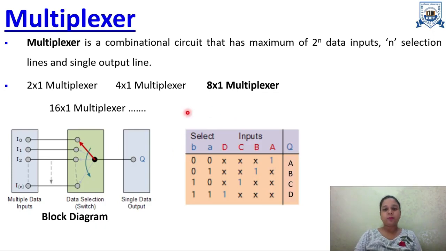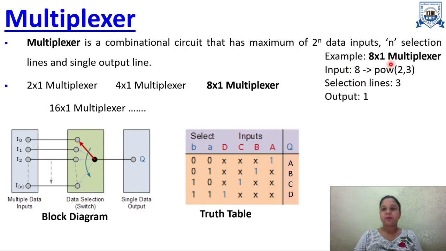This is the truth table for this multiplexer. Let's take the example of 4 into 1. If it is 4 into 1, there will be 2 select lines. For 2 select lines, the possible binary combinations will be 0 0, 0 1, 1 0 and 1 1. The inputs will be A, B, C, D. If the select lines are 0 0, then A will be the output. If 0 1 is the input on the select lines, then B will be the output. If 1 0 is the input, then C is the output. If 1 1 is the input, then D is the output.